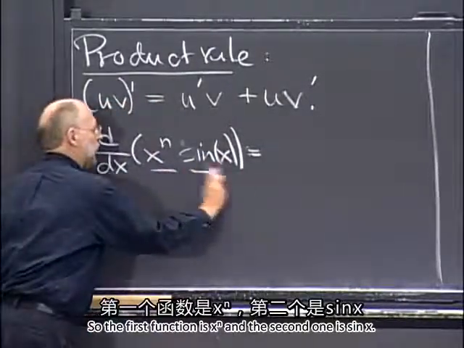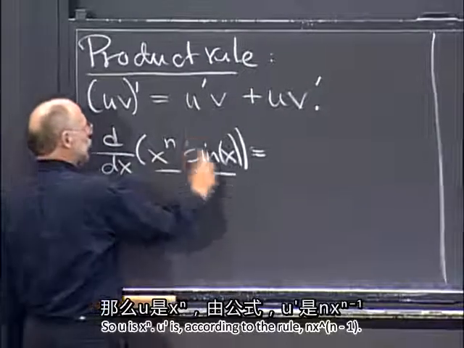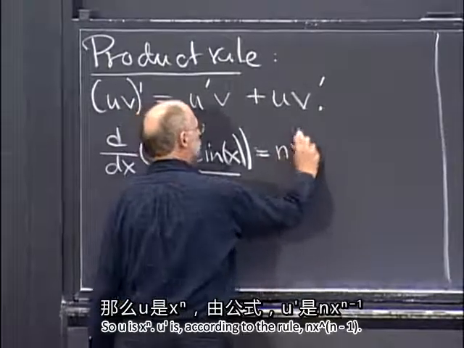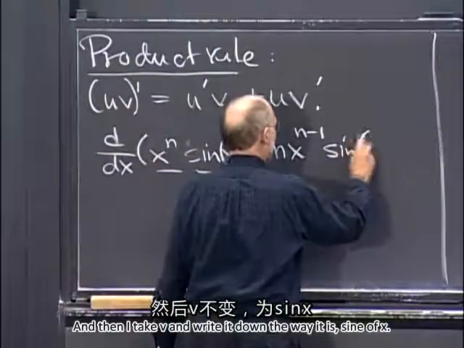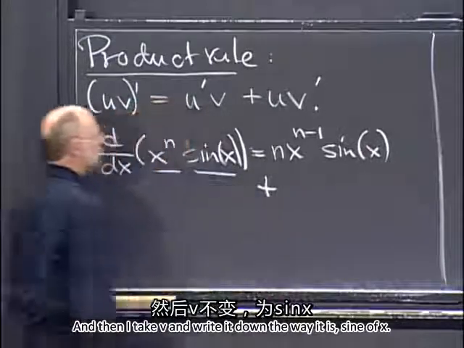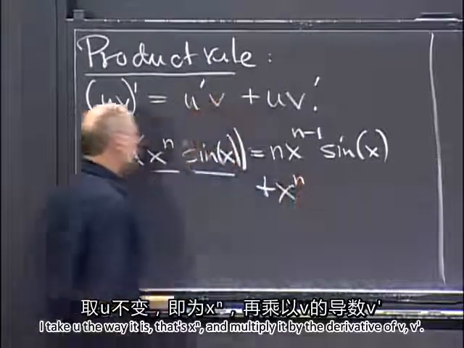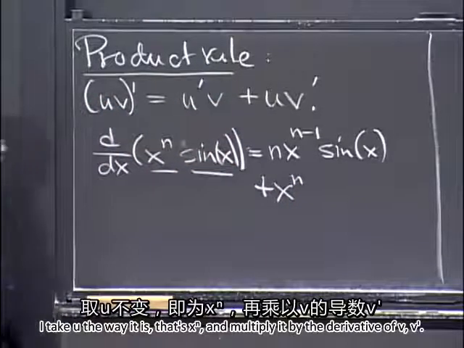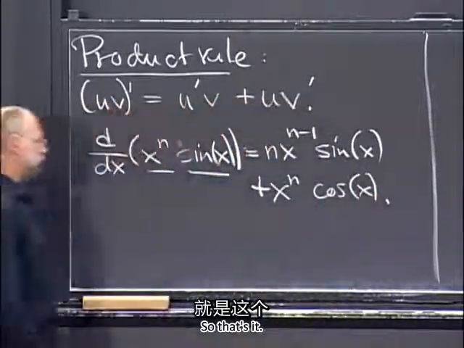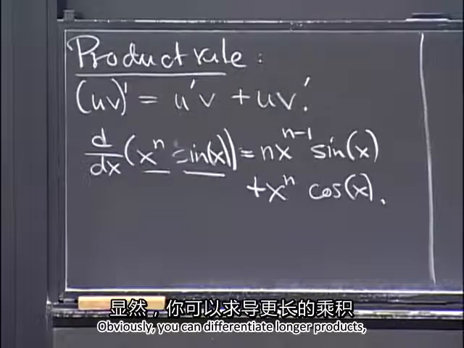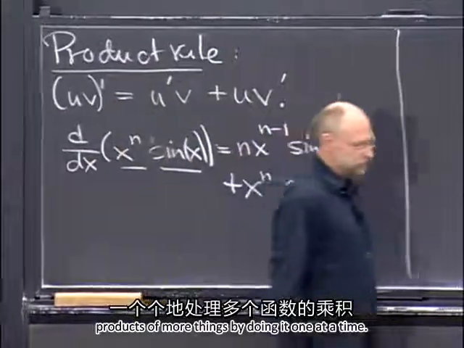So the first function is x to the n, and the second one is sine of x, and we're going to apply this rule. So u is x to the n, u prime is, according to the rule, n x to the n minus 1. And then I take v and write it down the way it is, sine of x. And then I do it the other way. I take u the way it is, that's x to the n, and multiply it by the derivative of v. We just saw v prime is cosine of x. So that's it. Obviously, you can differentiate longer products of more things, by doing it one at a time.